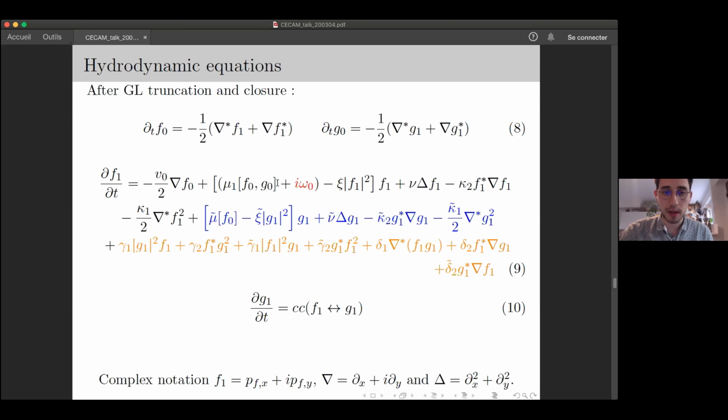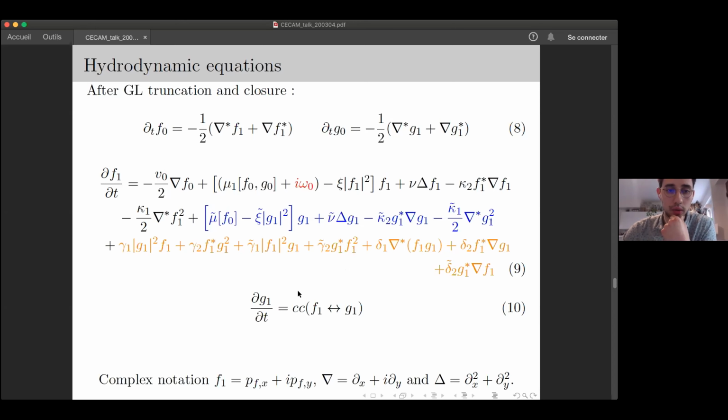We write in black the standard Toner-Tu equation for the Vicsek model. In fact, there is a difference, because here all the coefficients are complex, and in the standard Toner-Tu Vicsek equation, all the coefficients are real. And in blue, we write the contribution from the other field. You have the same shape as the Toner-Tu equation. And in orange, we continue to highlight the cross term.